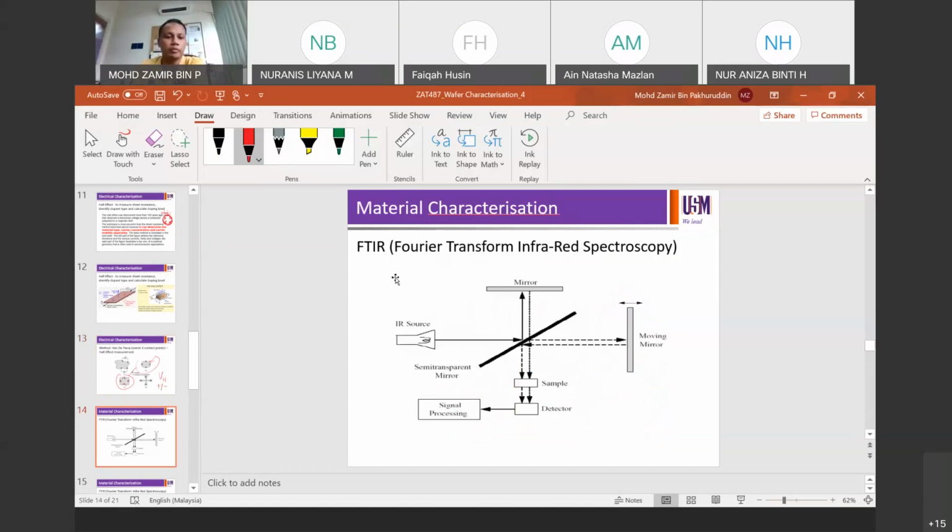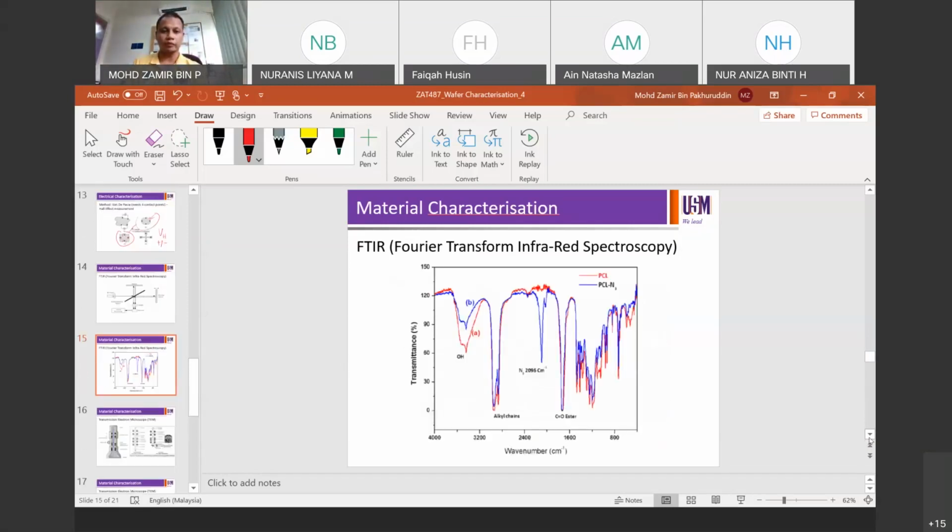Fourier transform infrared spectroscopy. You can measure transmission, absorption, and also reflection in the infrared region. If you work on something in the infrared region and you are interested in looking into absorption, reflection or transmission, you can always go to FTIR to check. So this is the setup of the FTIR. It works in the infrared region.